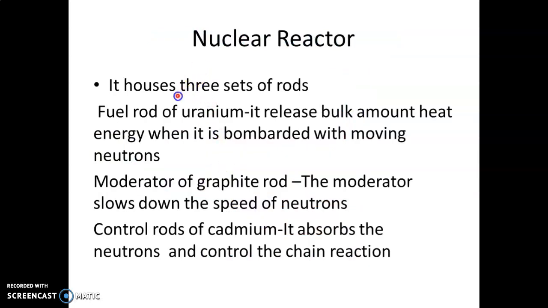The nuclear reactor houses three sets of rods. The first set is fuel rods, the second set is moderator rods, and the third is control rods. The fuel rod is made up of uranium. The main function of the fuel rod is to release a bulk amount of heat energy when it is bombarded with moving neutrons. The moderator is made up of graphite rods, and it slows down the speed of the neutrons. The control rods are made up of cadmium, and they absorb neutrons and control the chain reaction of the nuclear reactor.